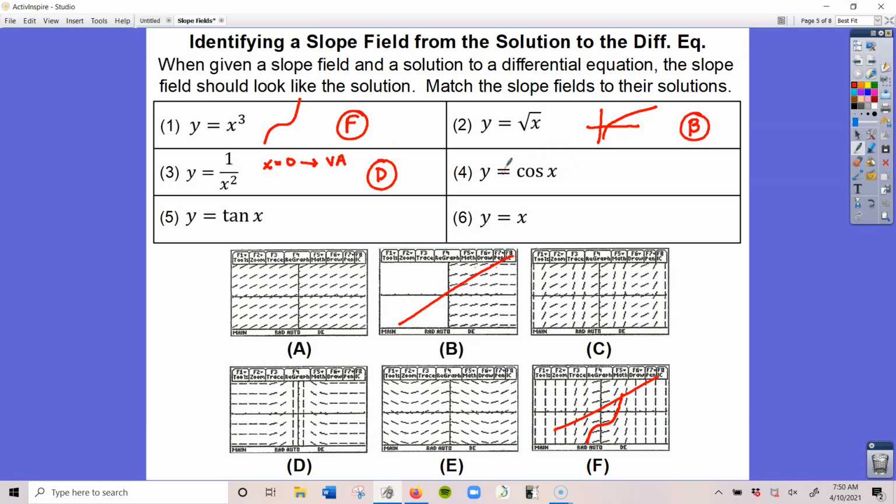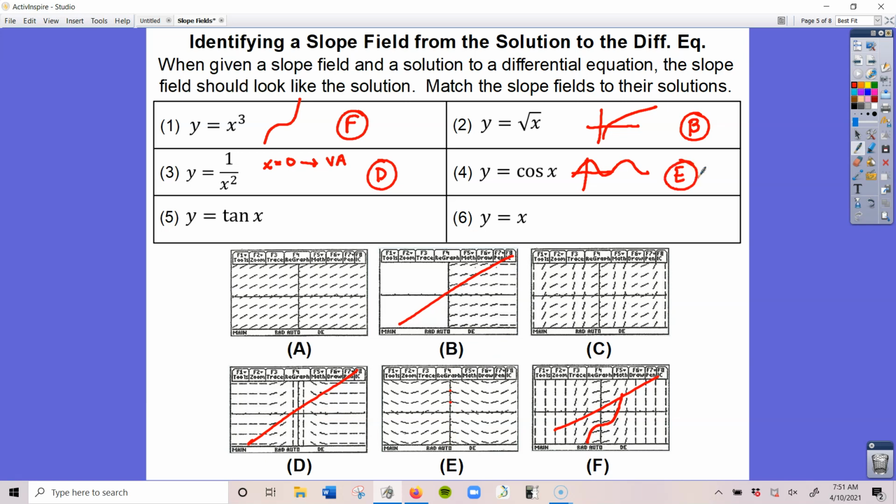Now remember what I said about the graph of cosine. The graph of cosine is the same as the graph of sine, but at the y-axis, at x equals 0, it starts with a maximum. So it's going to be a wave that starts with a maximum at the y-axis. When I look at my graphs, the only one that has that is E. See how this looks like a wave, and then at the y-axis, we have these maximums. So this would be E.